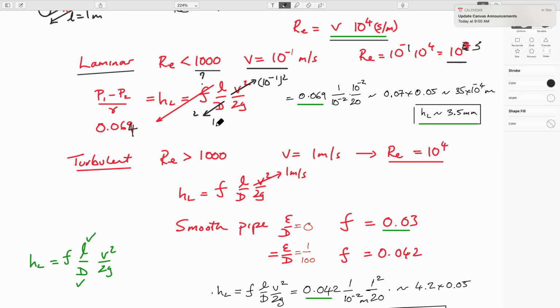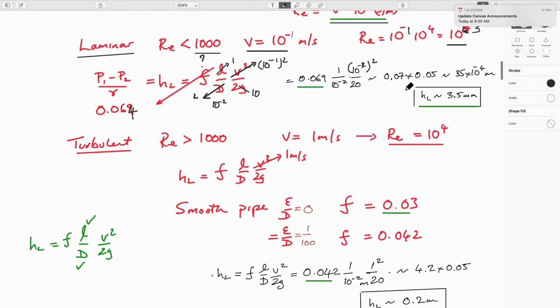The diameter is 10 to the minus 2. Gravity is roughly 10, right? 9.81. Length is equal to 1. And I don't know what that comes out to. Are these the right numbers here? 10 to the minus 2. This would be 10 to the minus 1 squared, which would be blah, blah, blah. So the head loss is some number. That's really all that comes out of it. It's actually much simpler than that, but I could have done it.